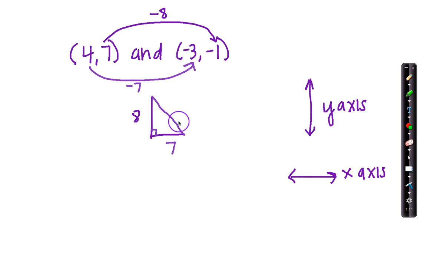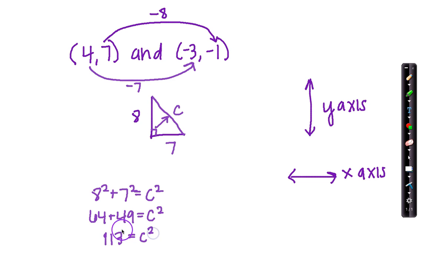So I'm just going to call this C since that's the hypotenuse. It's going to leave me with 8 squared plus 7 squared equals C squared. So 64 plus 49 equals C squared. That's going to leave me with, let's see, 113 equals C squared. Take the square root of both sides. So I'm going to say C equals the square root of 113, which is approximately, let's check that out, 10.6.